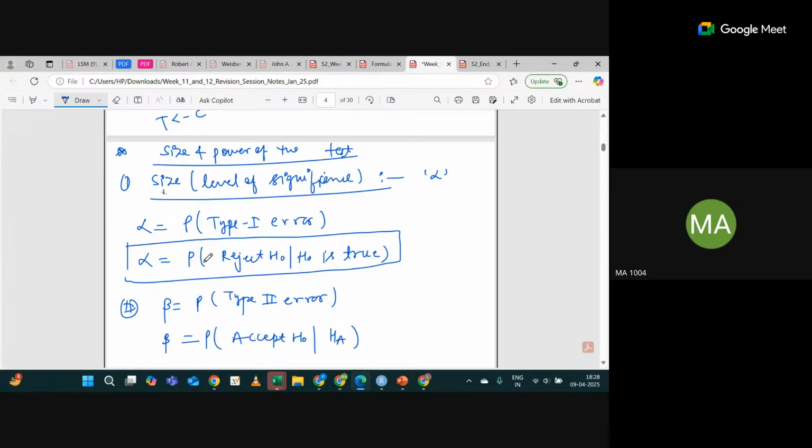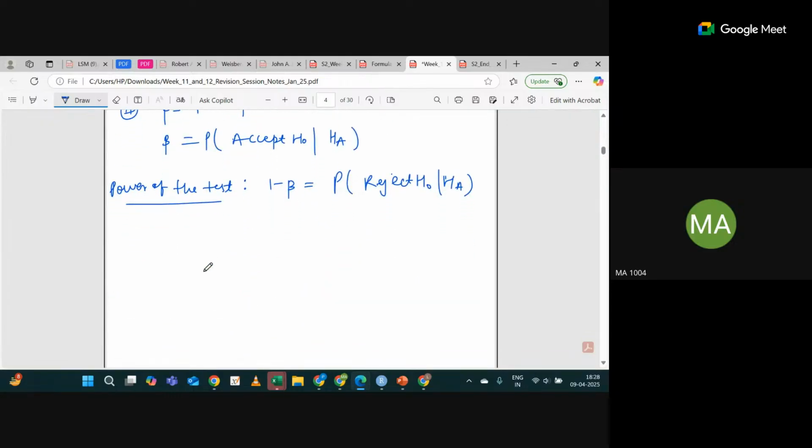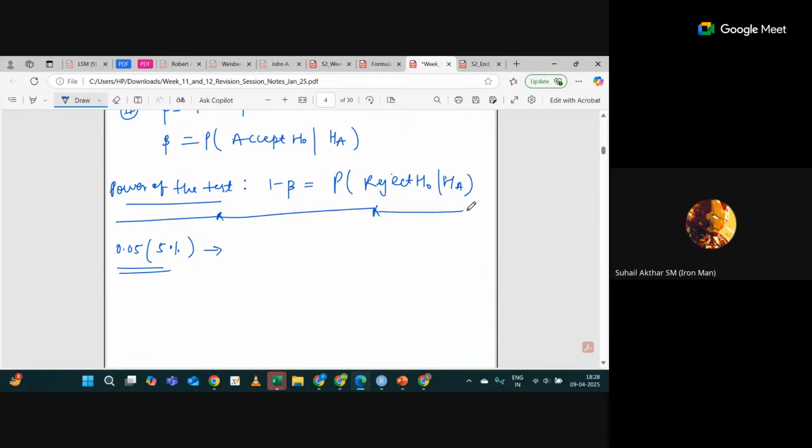Suppose usually we are taking alpha as 5%, so 0.05. What is the meaning of this 5% if alpha is 5%? We can tolerate 5% of error.